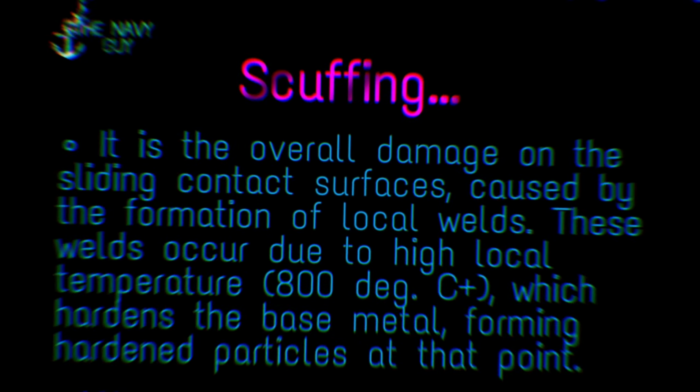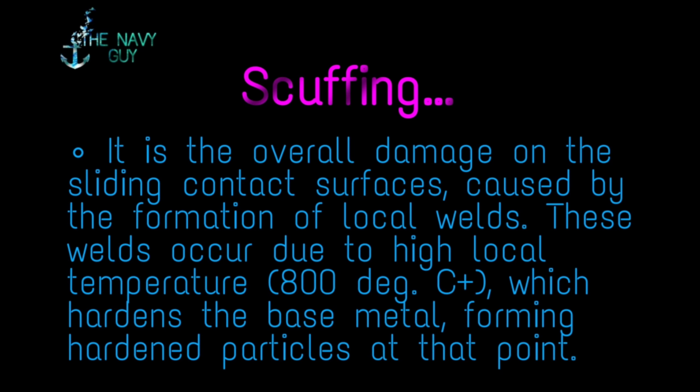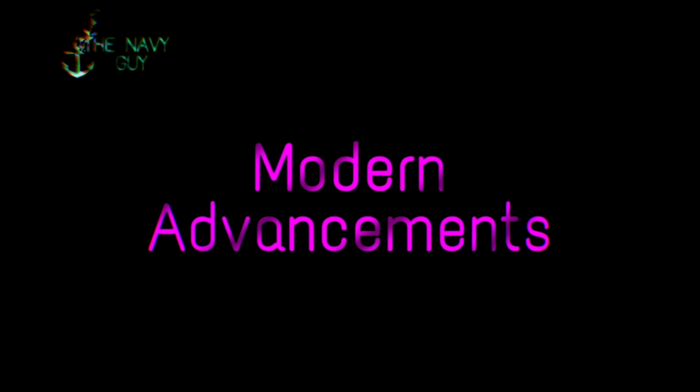Scuffing. It is the overall damage on the sliding contact surfaces, caused by the formation of local welds. These welds occur due to high local temperature, 800 degrees C+, which hardens the base metal, forming hardened particles at that point. Now let's talk about modern advancements in piston rings.